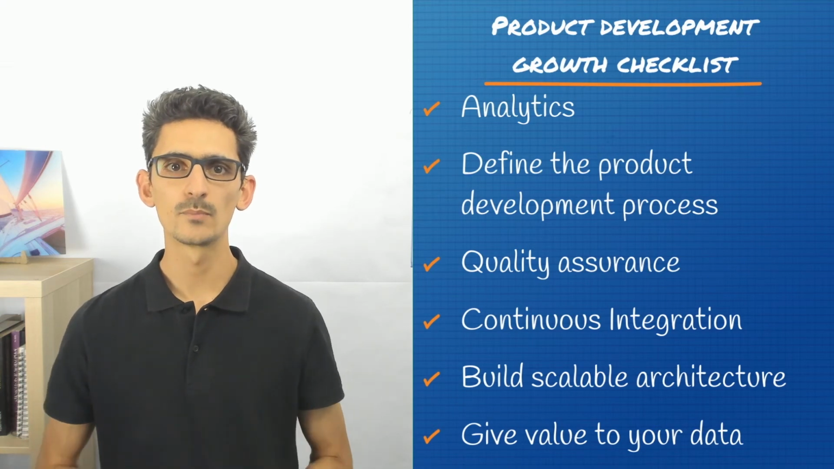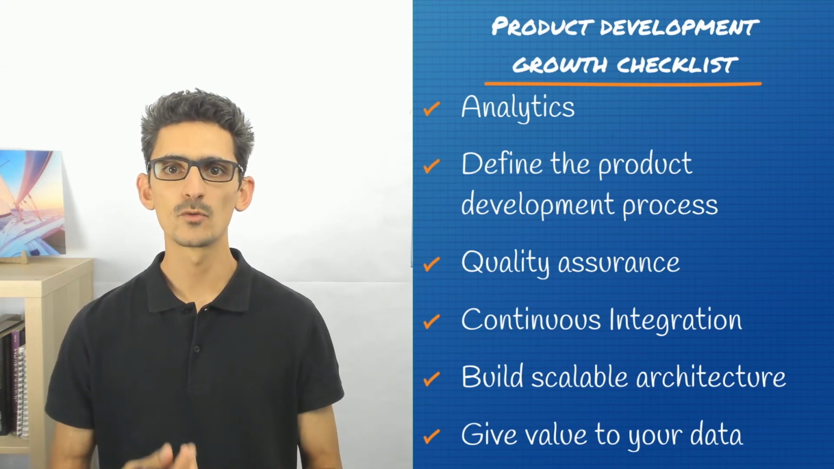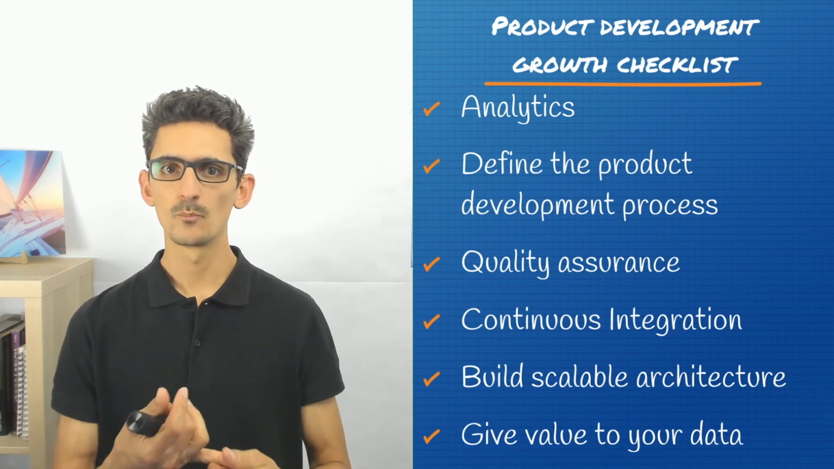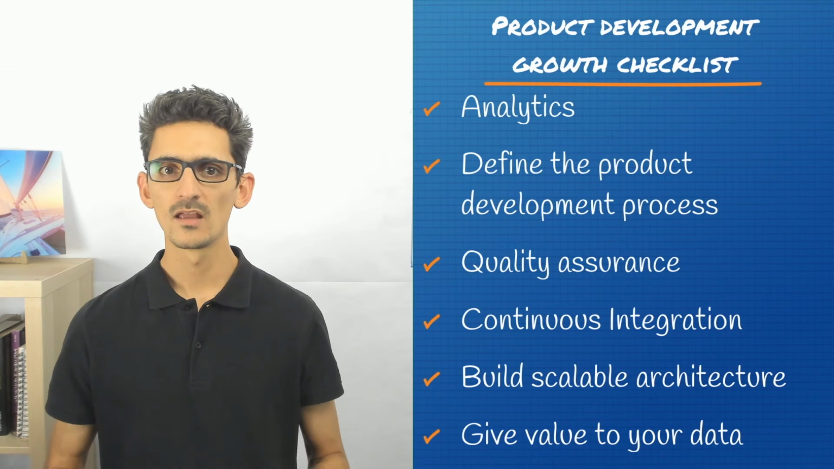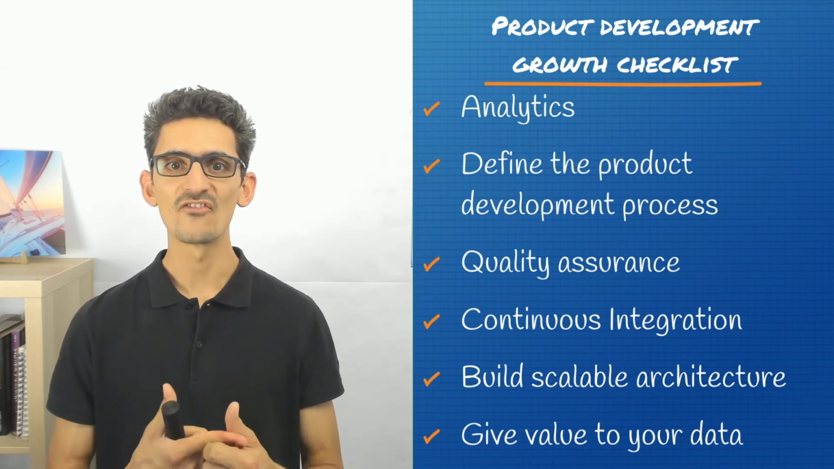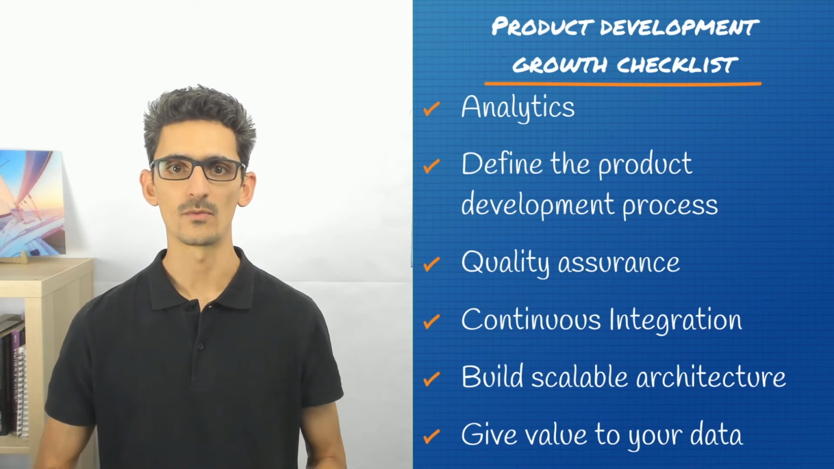And now let's conclude by reviewing the checklist for the growth stage. First, put in place analytics. Then define the product development process. Increase the quality assurance. Put in place continuous integration. Build scalable architecture and test it. And give value to your data and learn from it.